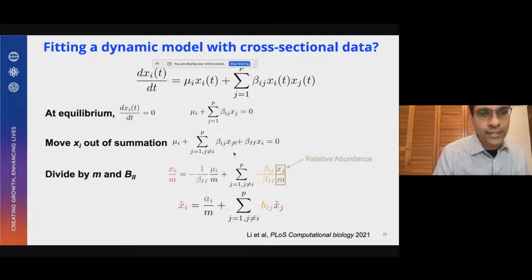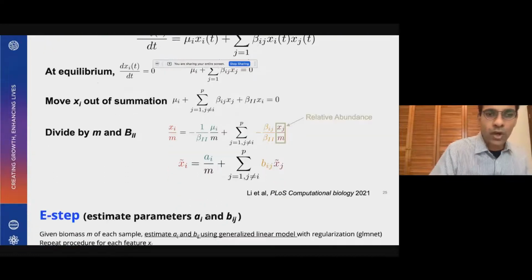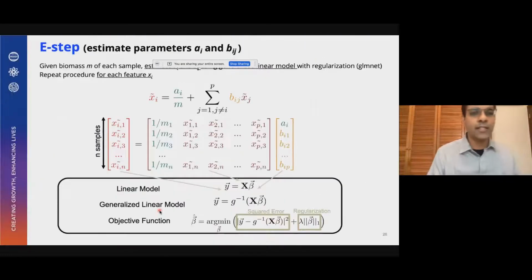I won't go into details, but the net result is that you get an equation very similar to the original BEEM that we had, where you have the relative abundance of species i as a function of the relative abundance of other species, and there is a biomass term M. Long story short, you can use an expectation maximization approach. Here, I'm just going to give you a bit more details. These are nice linear regressions that you can set up.